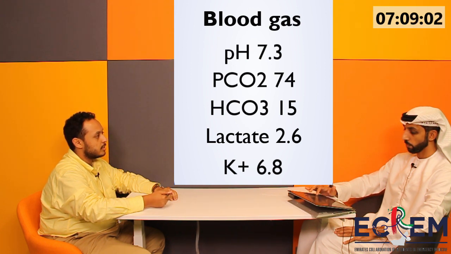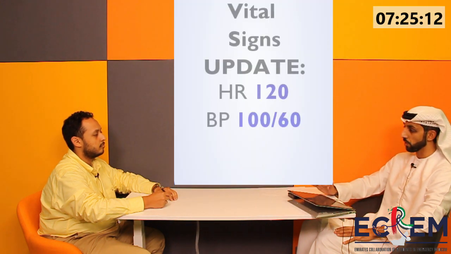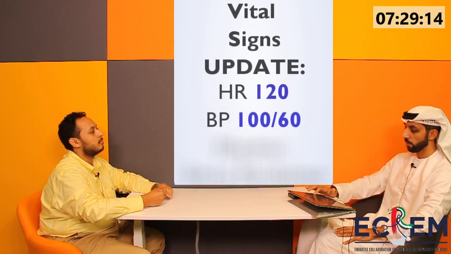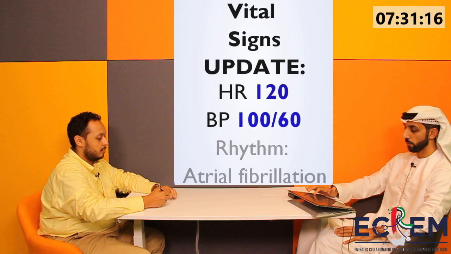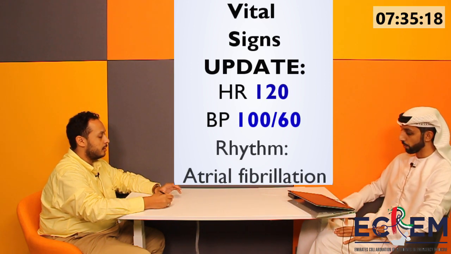Can I get another set of vitals after the treatment? Sure. So you've started her on the DigiFab. You've started her on salbutamol. You've started her on insulin. She's been improving now. Her heart rate went up to 120. Her blood pressure is 100/60. Okay. And her rhythm is AFib. But she's stable. She's more talking, awake. Yeah, alert, she's more awake now.